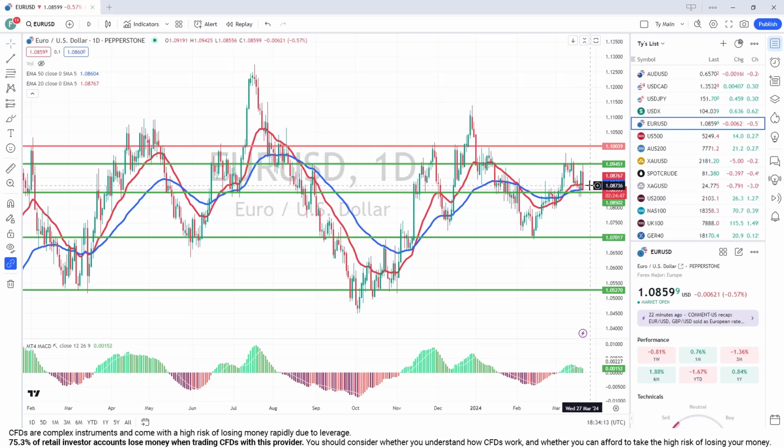So look for a series of lower highs and lower lows if we get a break below the 108.50. But if it turns around and we get a series of higher highs and higher lows and it's trading above the 20 moving average again and starts to trend up on the smaller time frames, the logical target's going to be that 109.50 again. So pretty straightforward trading on the euro.